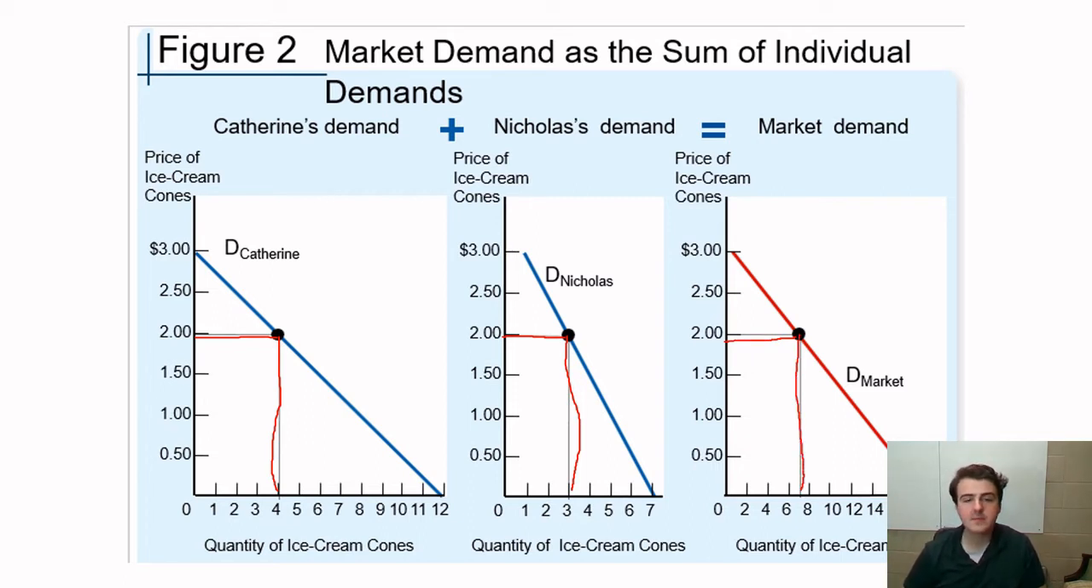A total of 7. But you can easily add another person, whoever it is. Add me, Kevin. Well, at $2, I'd be willing to buy an ice cream cone. Well, guess what? That's going to shift this whole demand curve this way for the market as we add more and more buyers. All right. So that's what can shift demand.